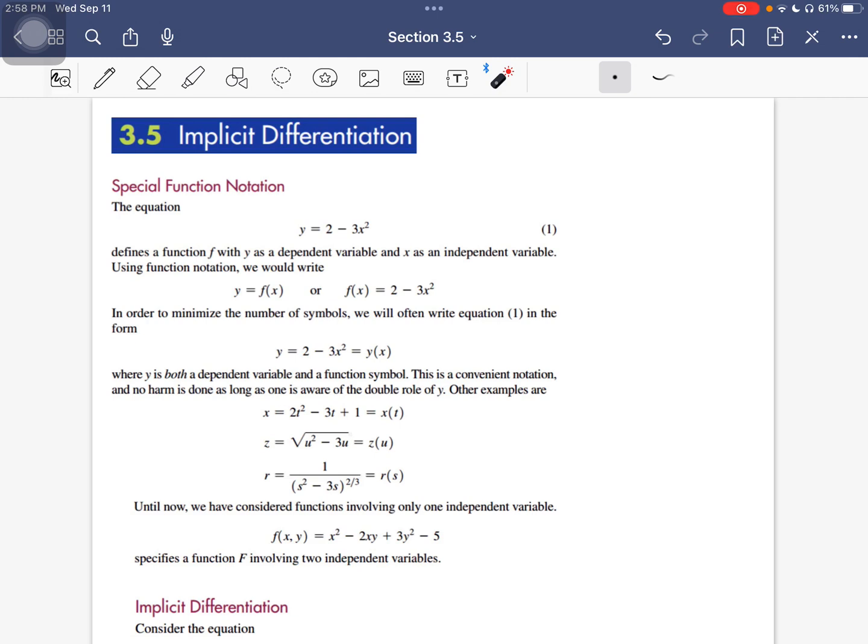For example, if we were given this equation here, this equation will define a function f with y as our dependent variable and x as our independent variable, because as we change values for x here, it'll change values for y. So y is dependent on what we have for x here. Now using function notation, we would write y is equal to f of x, or f of x is equal to this guy here. And this is just emphasizing that we do have a function of x, or a function that's dependent on our variable x.